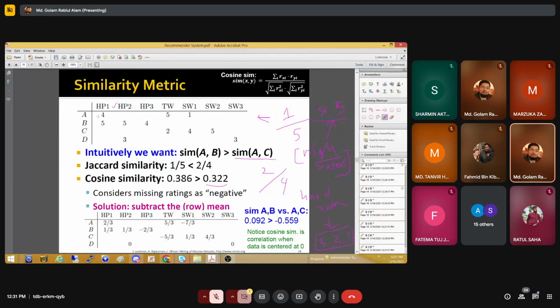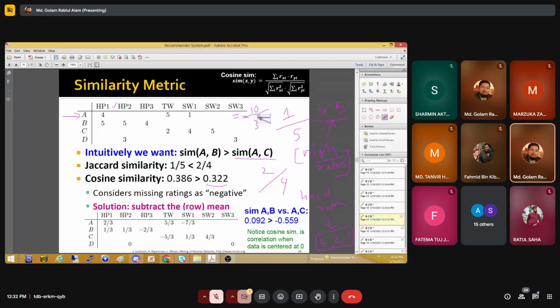Okay, so this is a row. A is the row. We want to find out the mean for that. That is 4, 5, and 1. What's the mean for that? It is 4 plus 5 plus 1, that means 5 plus 5 is 10. 10 by what? 10 by 1, 2, 3. So 10 by 3. This is the mean for the row A.